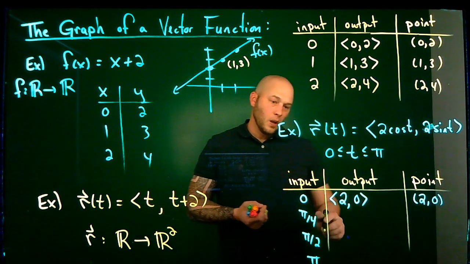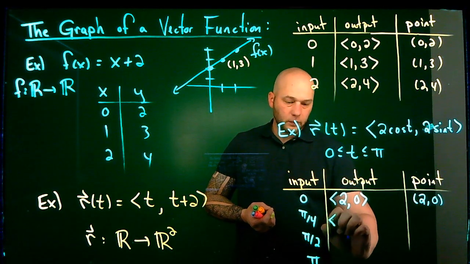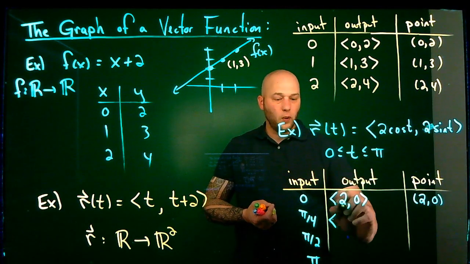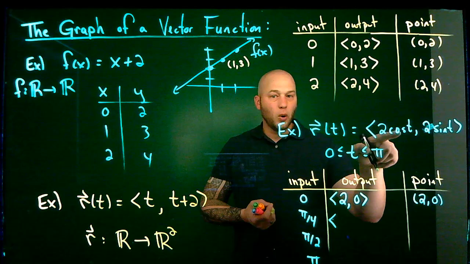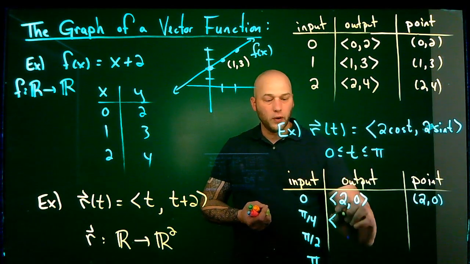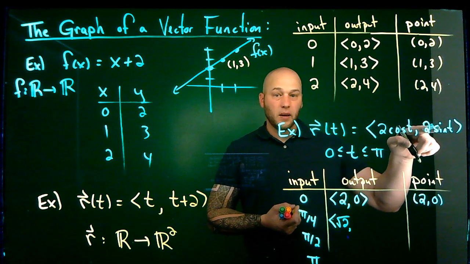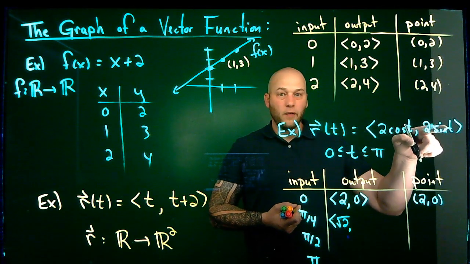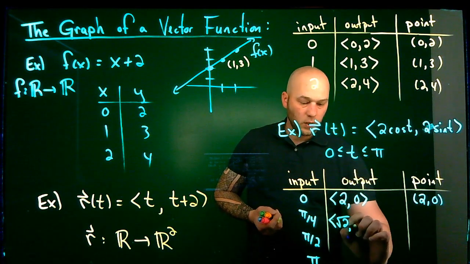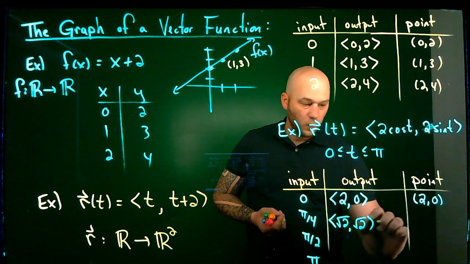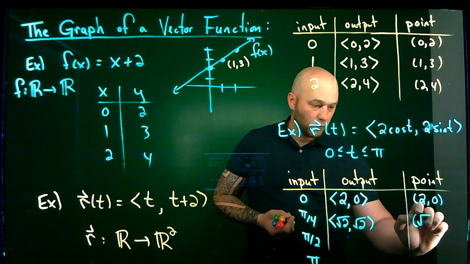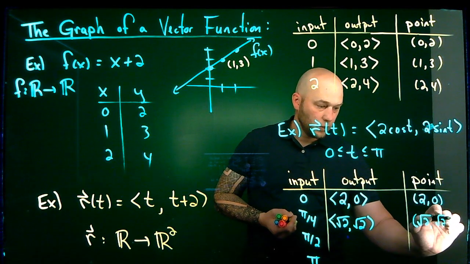Okay. Pi over 4, well, 2 cosine pi over 4. 2 cosine of pi over 4 would be 2 times root 2 over 2, which is going to be root 2. And then 2 sine pi over 4. Sine pi over 4 is root 2 over 2. In other words, root 2, which means I'm going to plot the point root 2, comma, root 2.